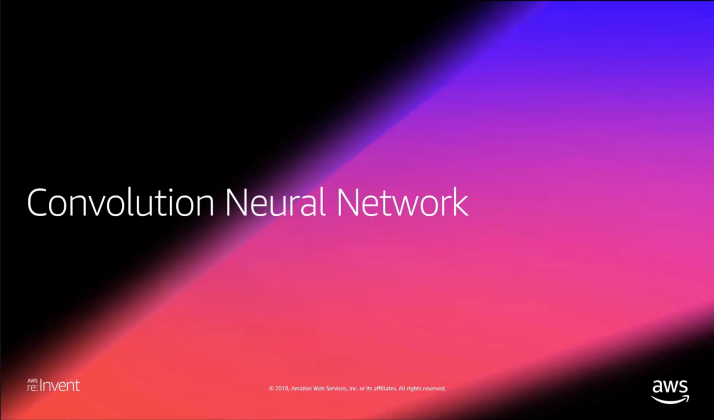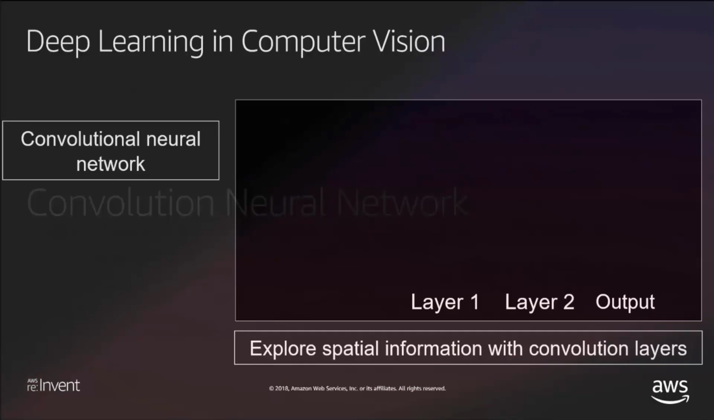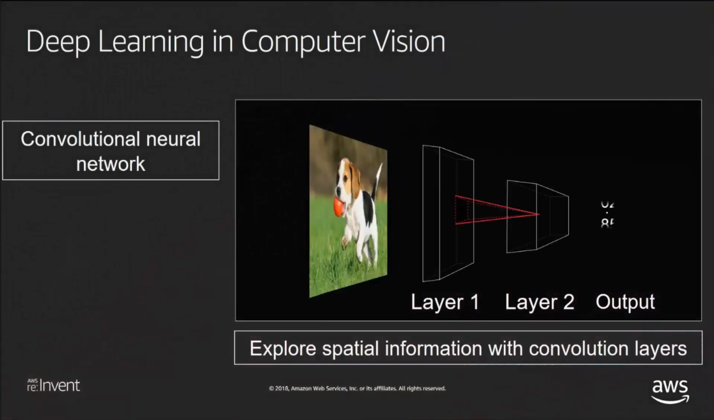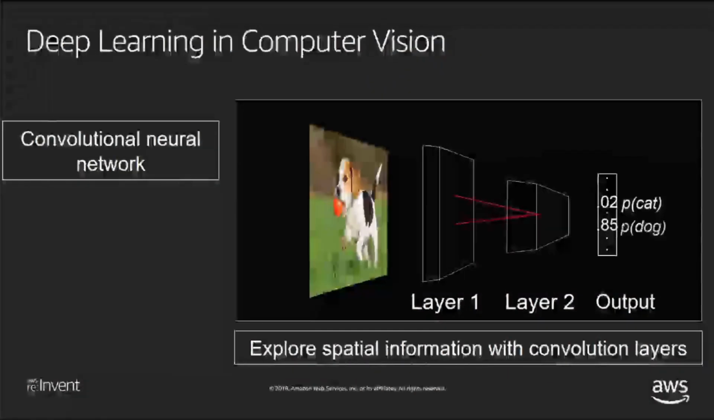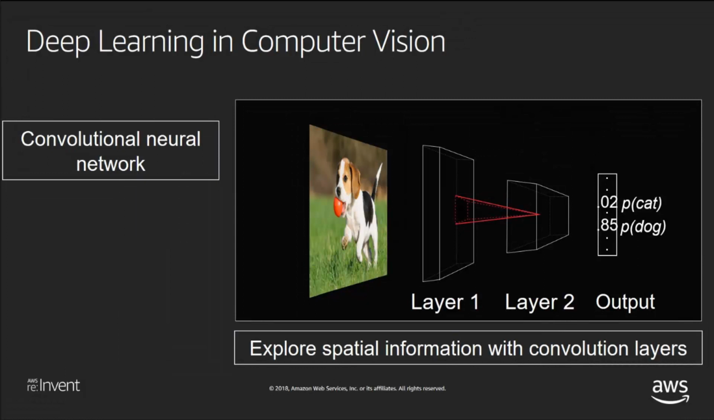So the first thing I'd like to cover is convolutional neural net and how it works. As many of you know, machine vision is one of the fields that has essentially been the talk of how deep learning has excelled and exceeded human performances.